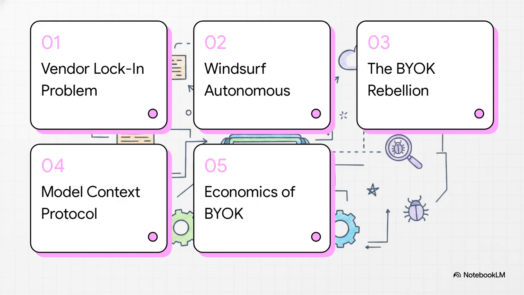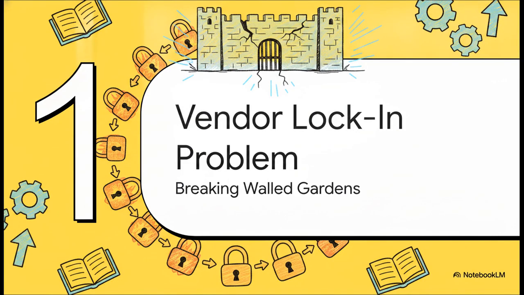So here's our roadmap for today. Number 1, the vendor lock-in problem. 2, Windsurf and autonomous execution. 3, the BYOK Rebellion. 4, Model Context Protocol. And finally 5, the economics of BYOK. Let's get into it.